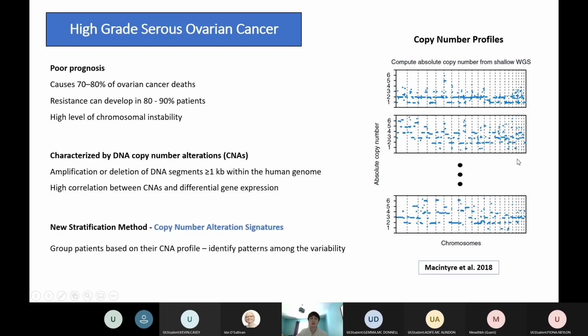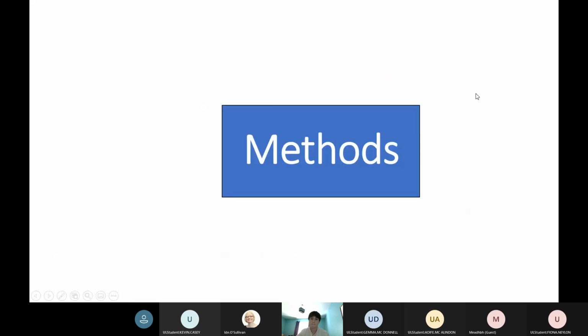That's where this new stratification method comes into play, called copy number alteration signatures. What you're aiming to do with these is group patients based on their molecular profile. So you're trying to group patients based off this copy number alteration profile and identify patterns among the variability that's there, and hopefully match treatments to the individual based on this profile.